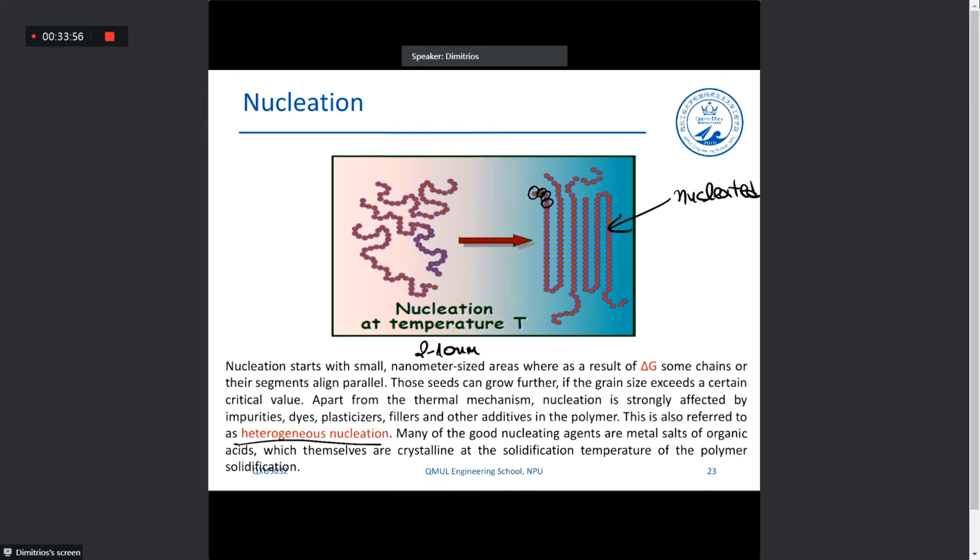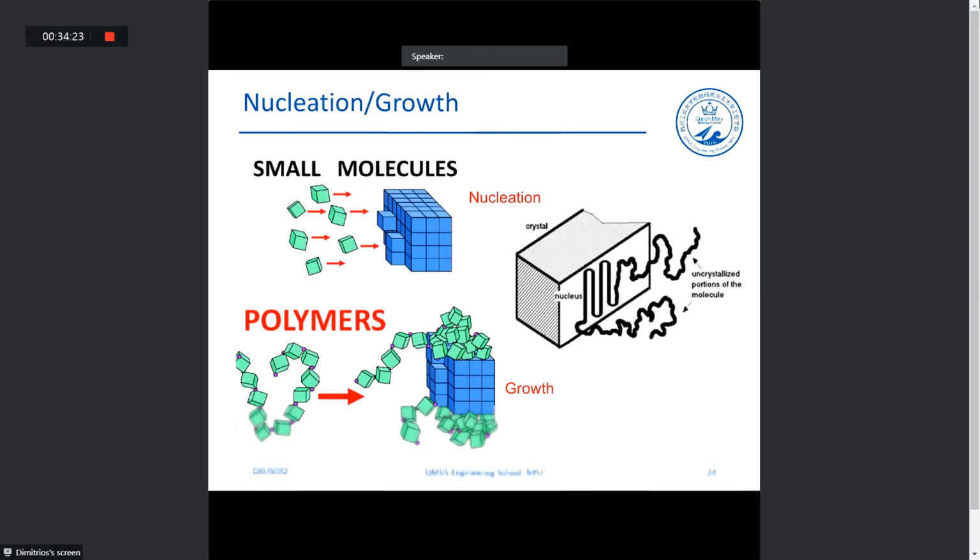So we introduce within the polymer melt impurities, dyes, plasticizer, fillers, so many other, usually inorganic type of material, but also organic, as we will see in a bit, where, as I repeat, in the presence of these foreign particles, we have heterogeneous nucleation, and heterogeneous nucleation is a much faster process, okay, and leads to much faster crystallization, okay? So yeah, this is the process that happens. So we have small molecules, they create disordered regions, and then these are the crystalline regions.